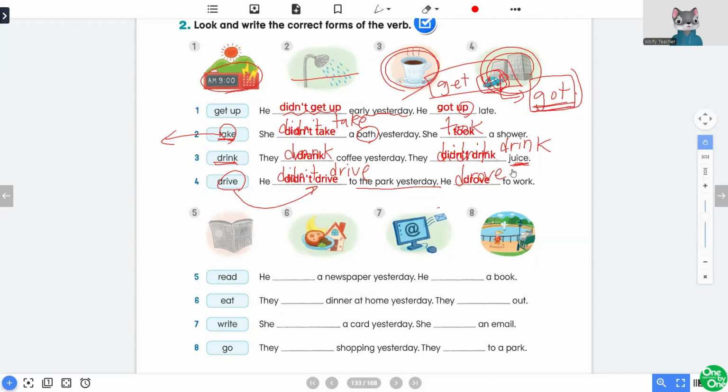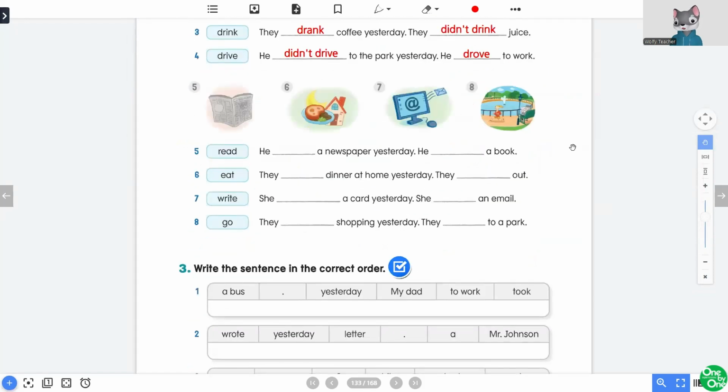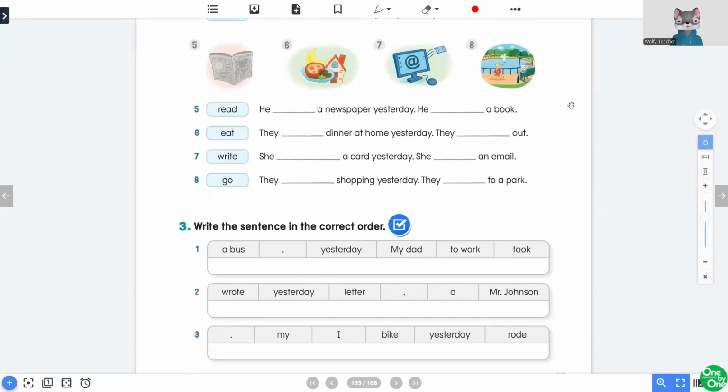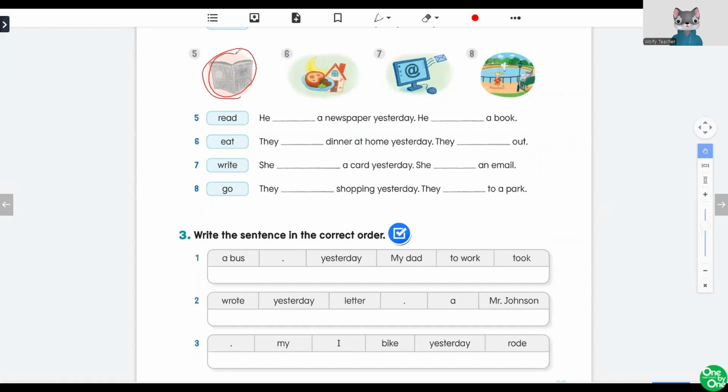So let's go over to the bottom. Now, on the bottom, we have questions 5, 6, 7, and 8. Let's go over the same thing together. Now, number 5. He. 신문 읽은 거지? 신문 읽었으니까 뭐라고 얘기해야 되지? Remember, it has the same spelling but has a different pronunciation. 발음은 달라. 뭐였지? He. That's correct. He read a newspaper yesterday.